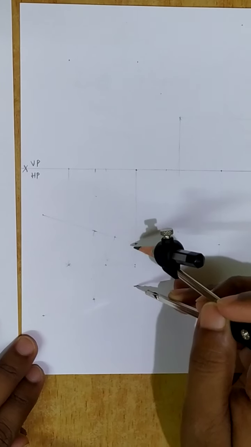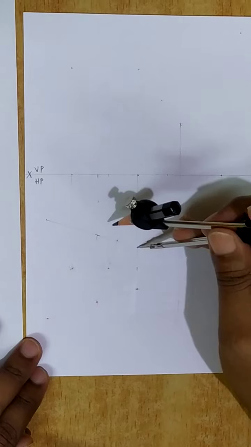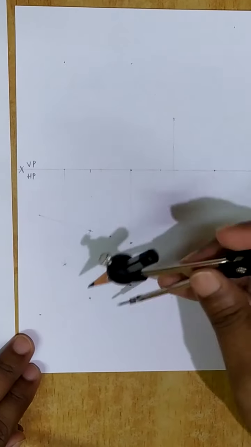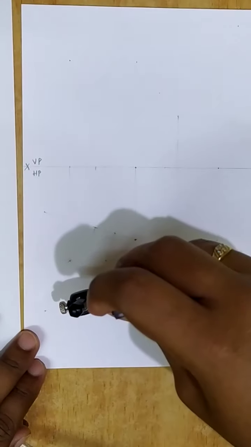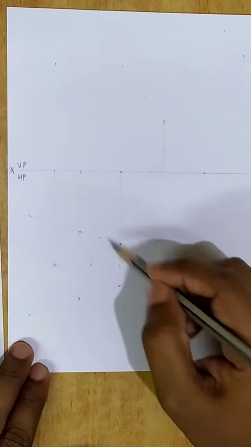What will be the size? The size will remain the same, the same 25. So already I have taken it. With the same size, you cut the arc. You place your compass at another point and you cut one more arc here. In this way I have got a total of 4 corners of the pentagon.